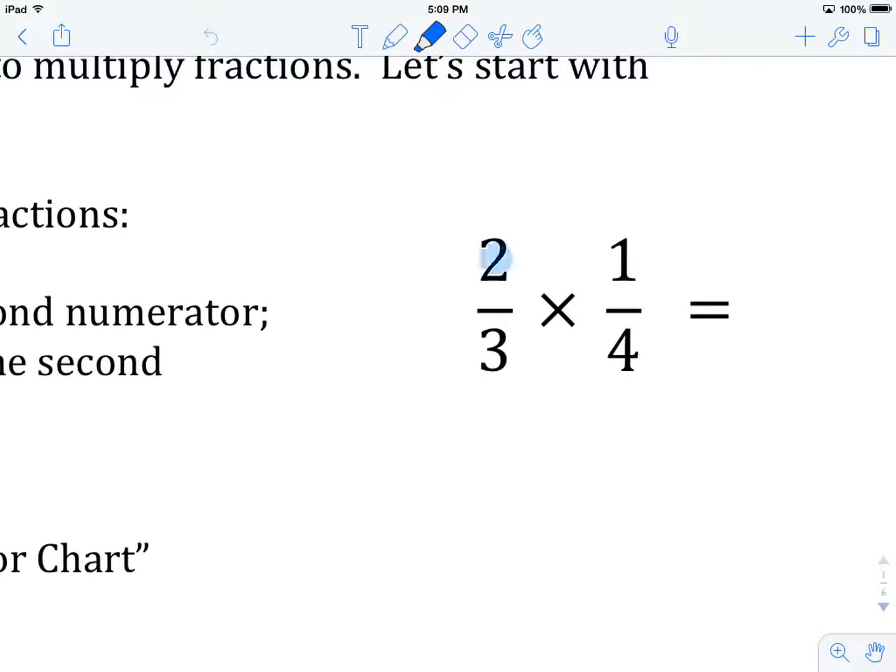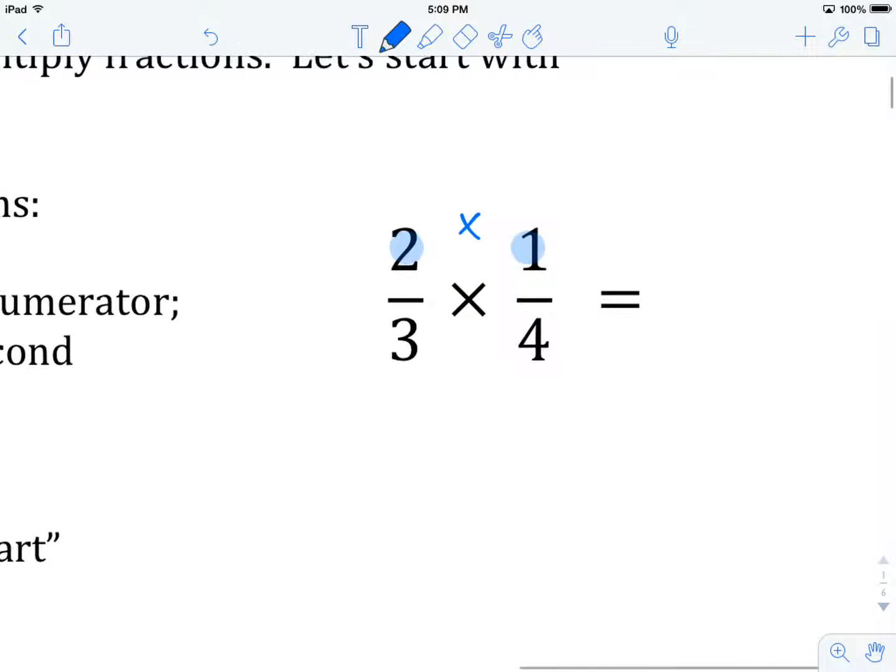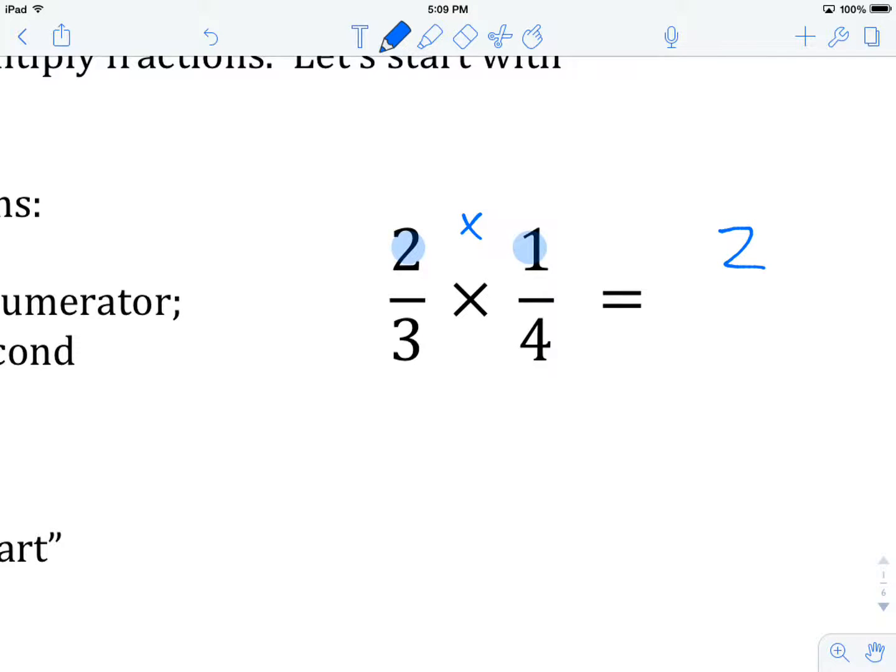So there's our numerators there. In our first fraction, our numerator is 2. In the second fraction, our numerator is 1. So we are going to start by multiplying those 2 together. So 2 times 1 gives us 2.